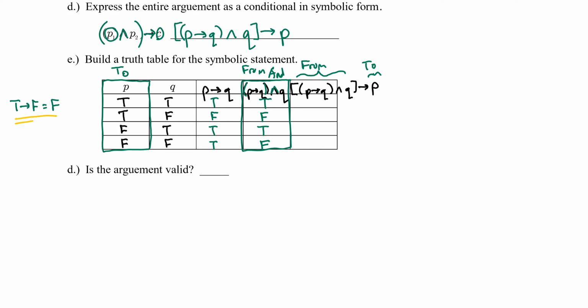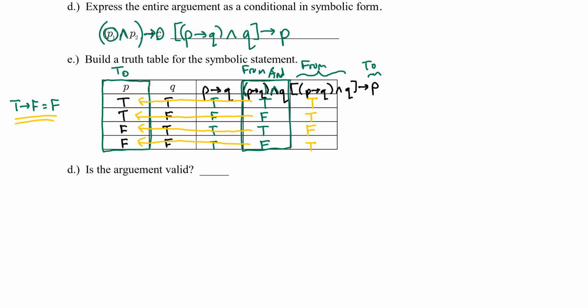And we watch for that one special case, if true, then false is false. So row 1, if true, then true, that's true. Next, if false, then true, that's true. If true, then false, there it is, that's false. If false, then false is true.